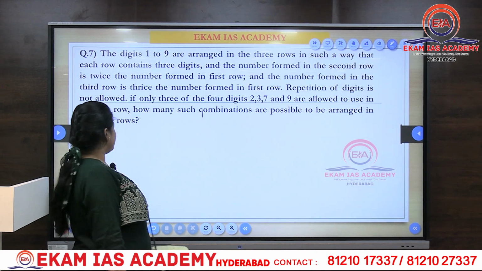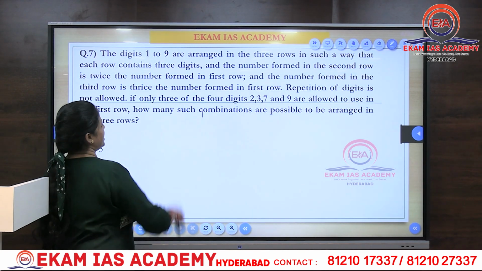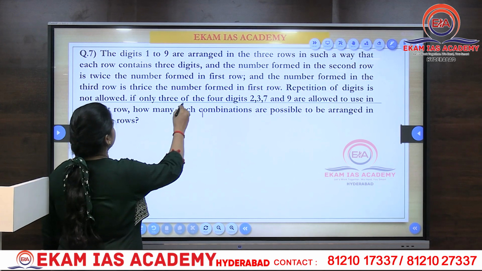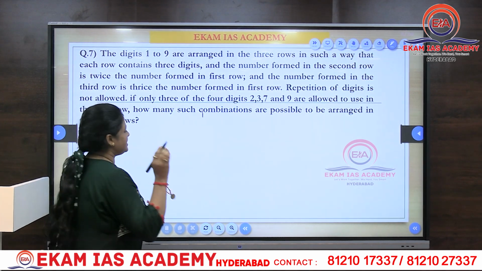Okay, moving on to the next question. The digits 1 to 9 are arranged in 3 rows in such a way that each row contains 3 digits. Firstly, 3 rows.